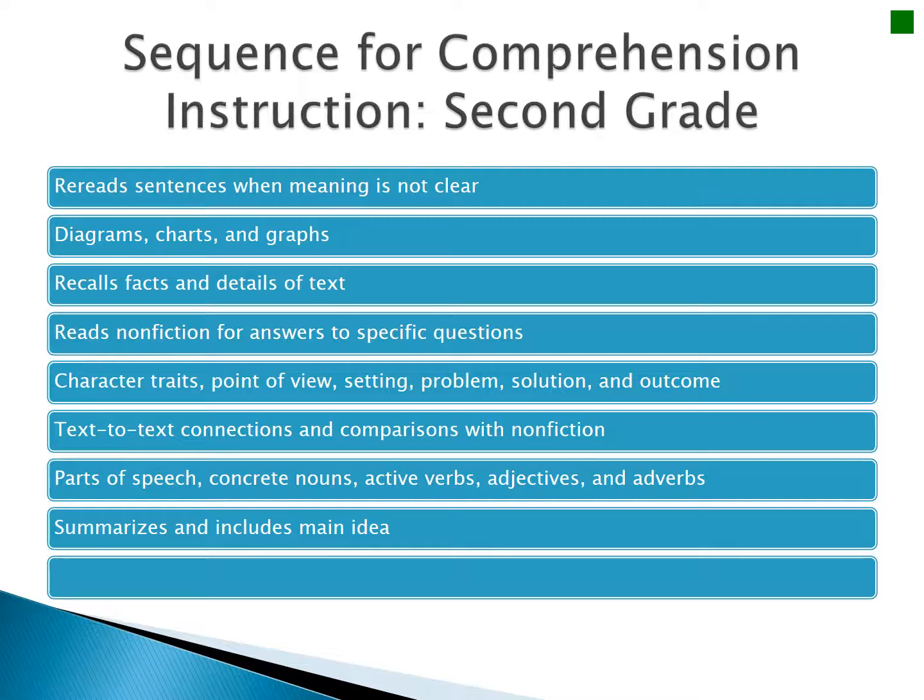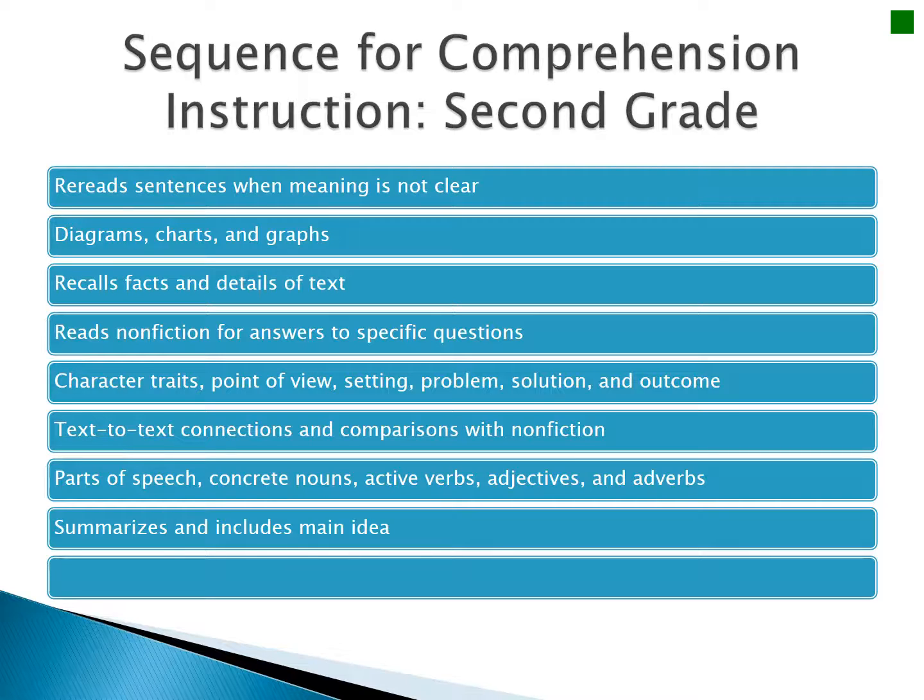We teach students at this age to think about character traits, point of view, setting, problems, solutions, and outcomes. Some of you may be thinking that this is too advanced for second graders, but it is not. If you are doing shared reading and mini lessons on these aspects of reading, they will be very capable of doing them, and it adds to their understanding.